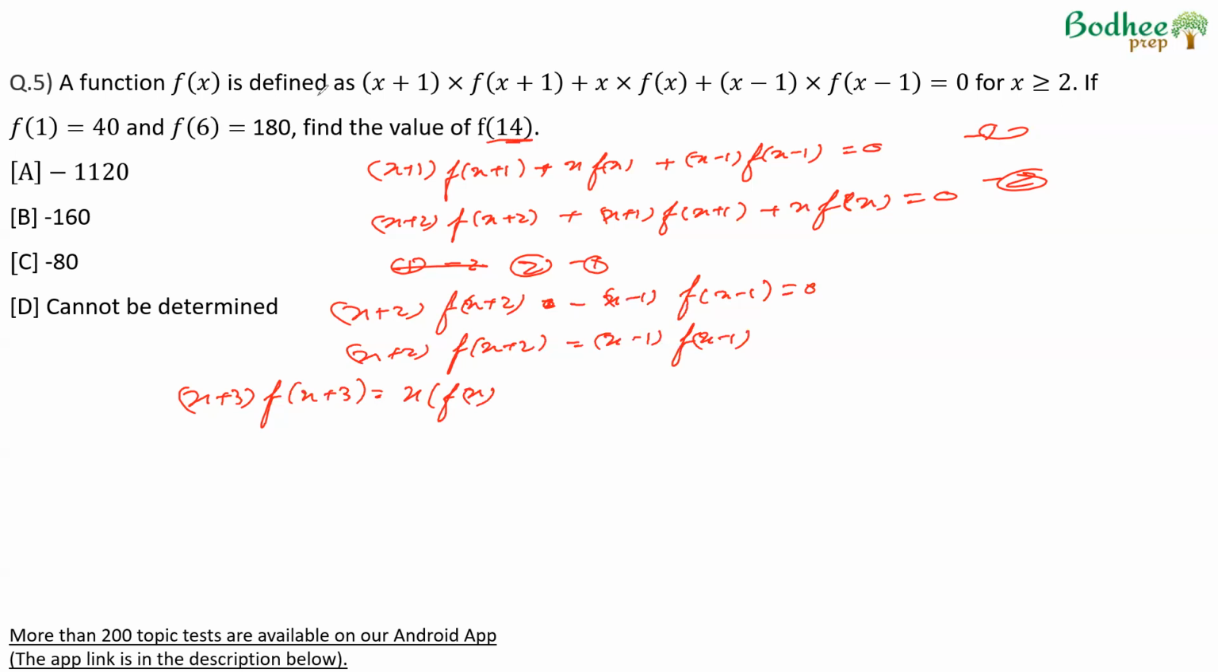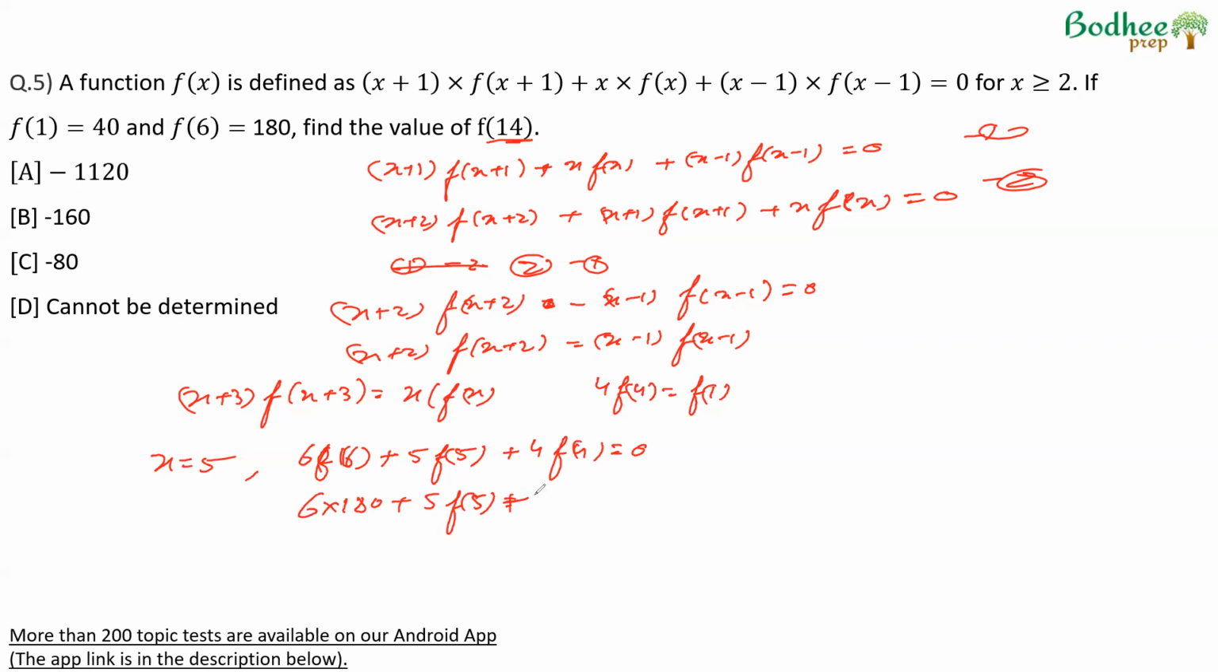1, 4, 7, 10, 13; 6, 9, 12, 15, not possible. So for f14, what we can do is, let us try to calculate f5: 5, 8, 11, 14. Now, if you put x is equal to 5 here, we'll get 6f6 plus 5f5 plus 4f4 is equal to 0. Also, from here we can say if you put x is equal to 1, 4f4 will be equal to 1f1. 6f6 is 6 into 180 because f6 is 180, plus 5f5, plus 4f4 is equal to f1, which is 40. Therefore, 5f5 comes out to minus 1080 minus 40, which is minus 1120.